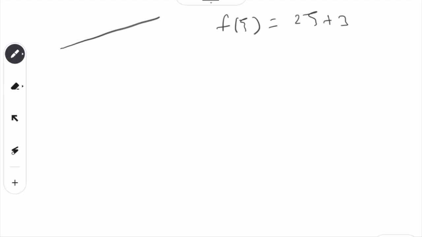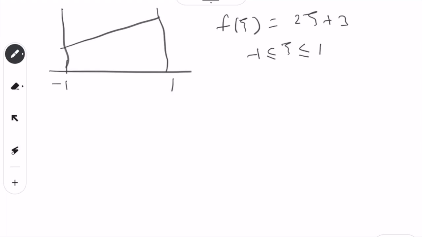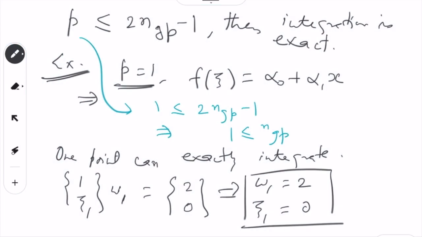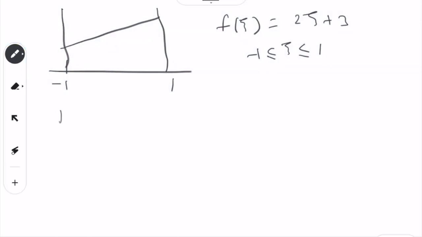This you have to integrate, and then how to integrate? Integrate from xi equal to minus 1 to 1. Let us say you have to do it. So what it tells you is that if you have to integrate like this one, this is minus 1, this is 1, you just have to do W1 times f(xi 1), that is it.